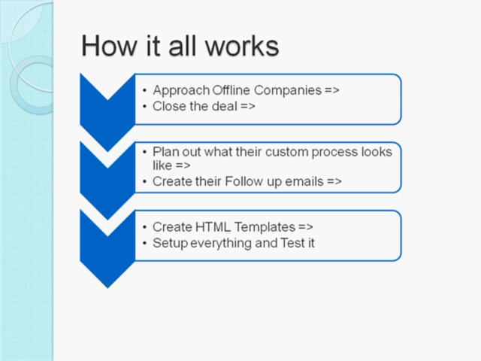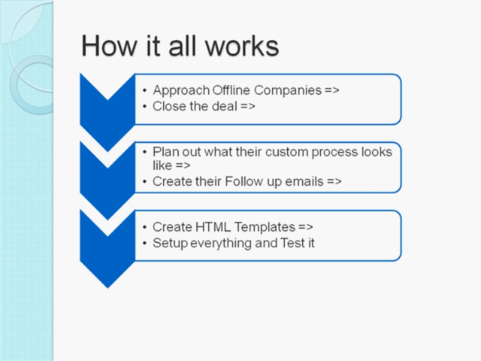Then you need to plan out what their custom process looks like. You have to know their system, how they're marketing, how they're doing their things. Because when you set up this system, it's not always going to be the same. Sometimes they need some customization. Once you do that, then you know how to create their follow-up emails. Then you know what they expect with the templates and things like that. Then you can create the HTML templates. Then you can set up everything and test it.